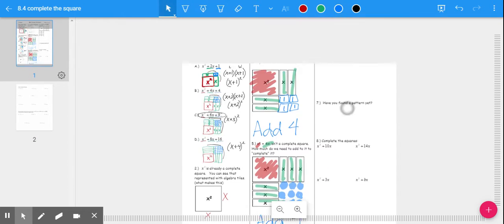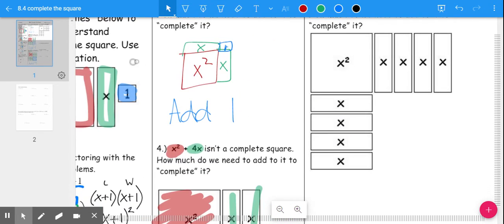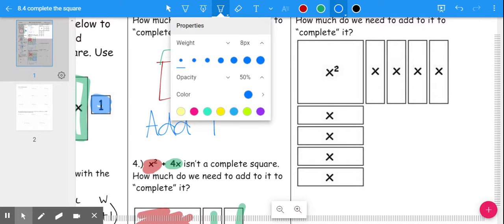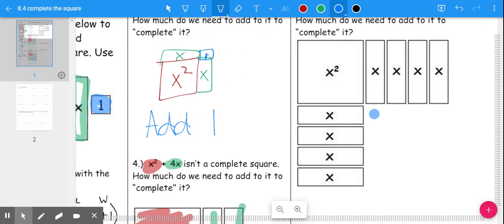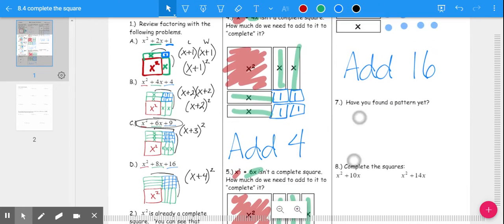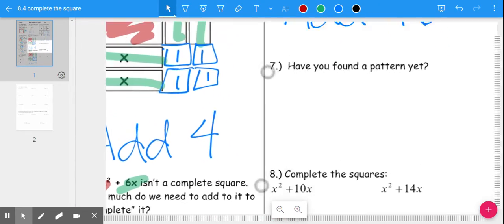The last one like this is this one. So how much do we need to add in order to complete it? We need 1, 2, 3, 4, 5, 6, 7, 8, 9, 10, 11, 12, 13, 14, 15, 16. So add 16.